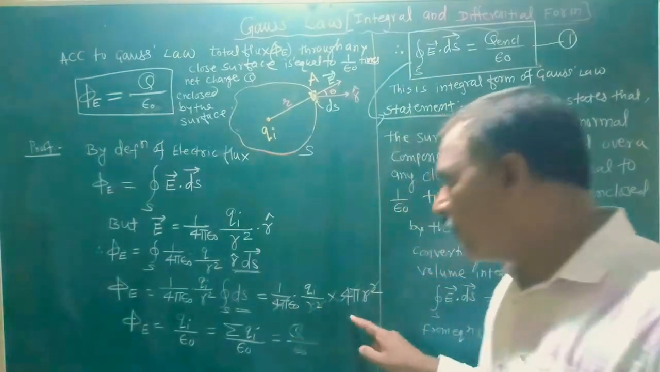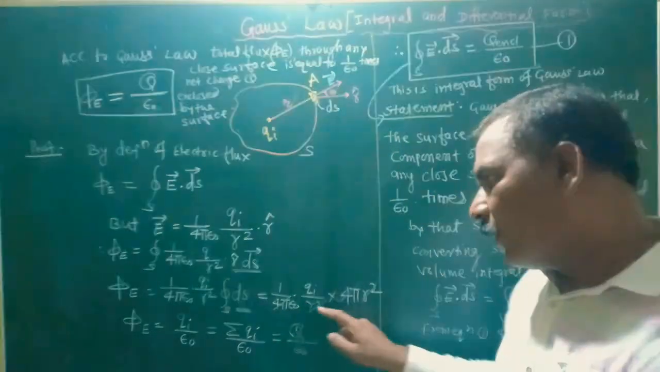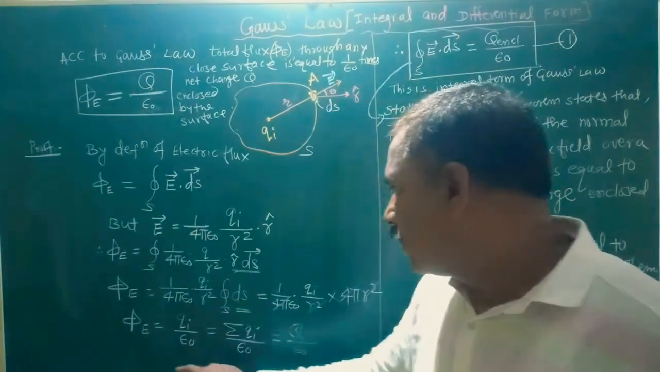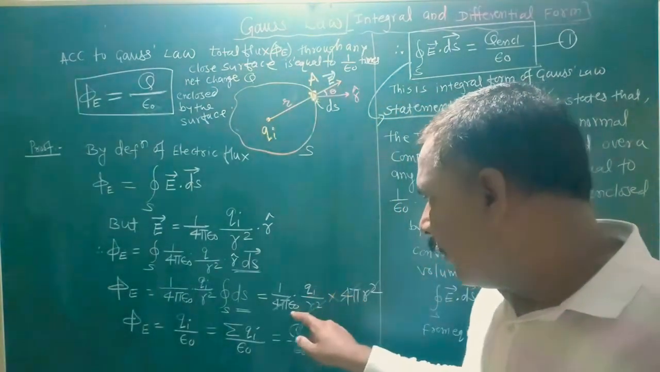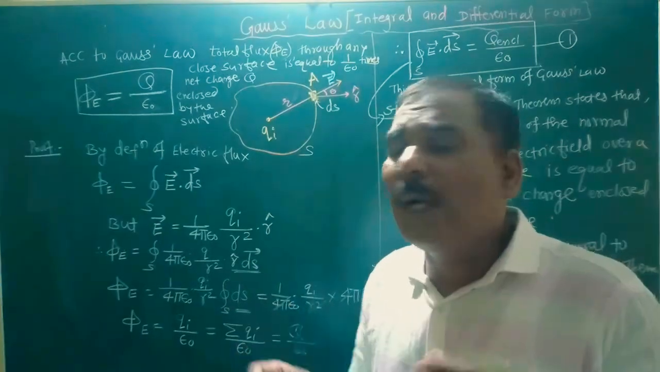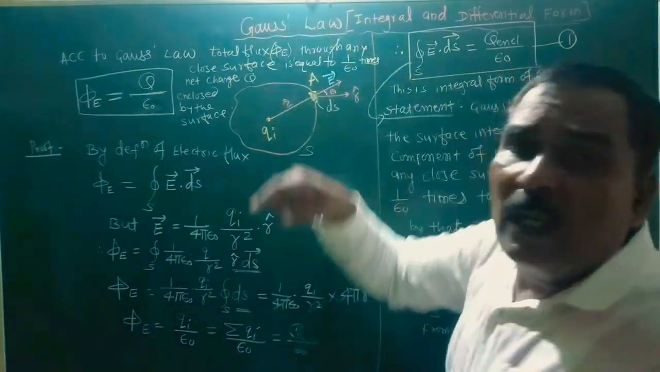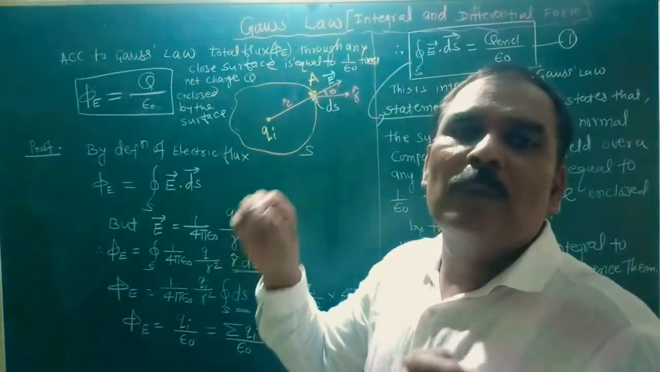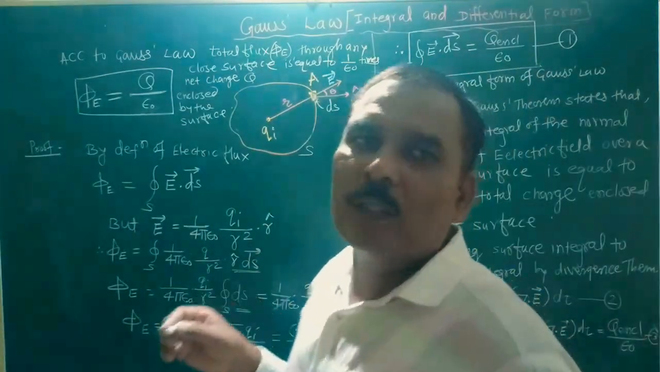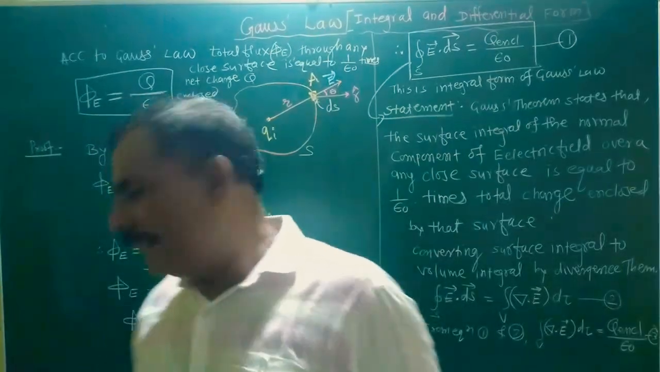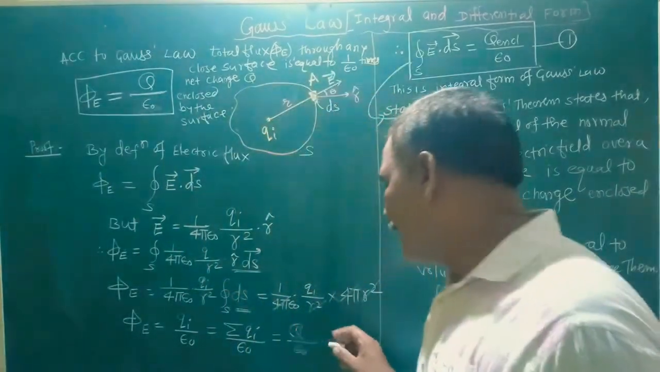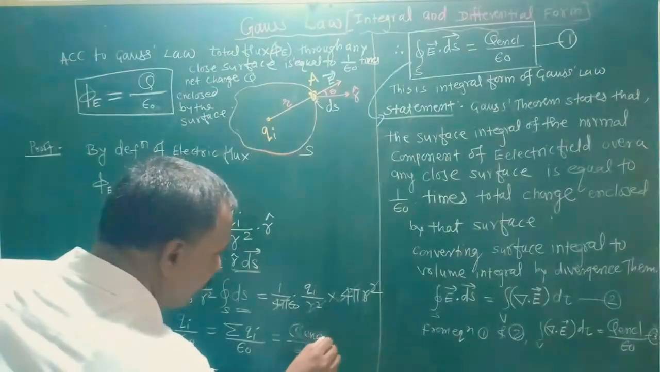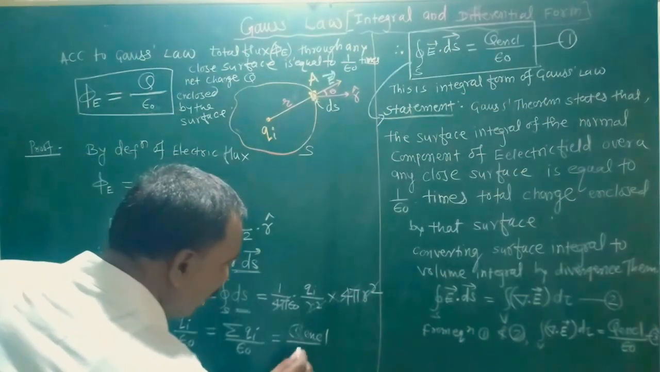Now 4 pi cancels with 4 pi, R square is also cancelled, and it gives phi equal to, the only remaining term, Qi upon epsilon 0. And what is Qi? Qi is the whole charge. We consider Qi equals Q1 plus Q2 plus Q3 up to Qi, and this is considered as Q enclosed divided by epsilon naught.